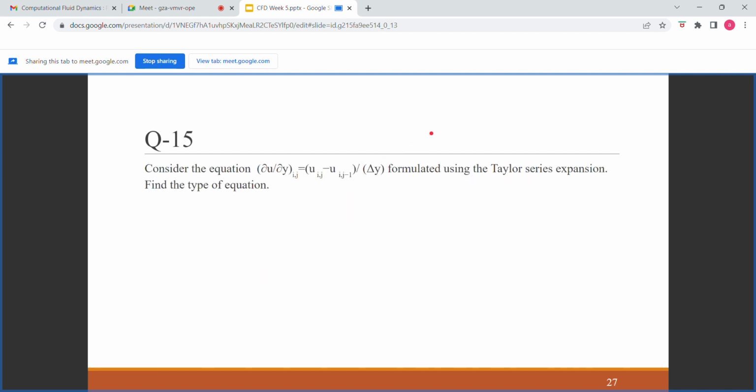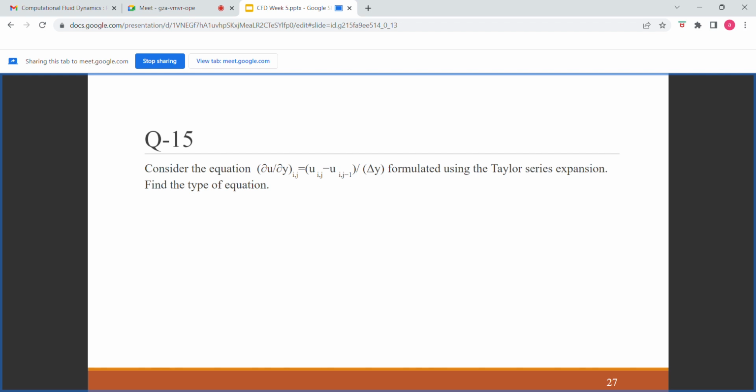We'll see question 15. This one is a very simple question. You may consider the equation dou u by dou y at i comma j is equal to u i j minus u i j minus 1 by delta y, formulated using Taylor's series expansion. Find the type of equation. I guess anyone can say this without giving the options.